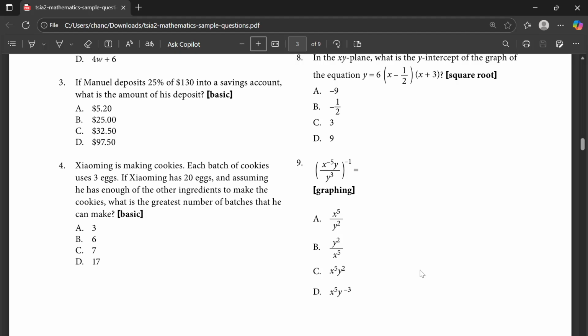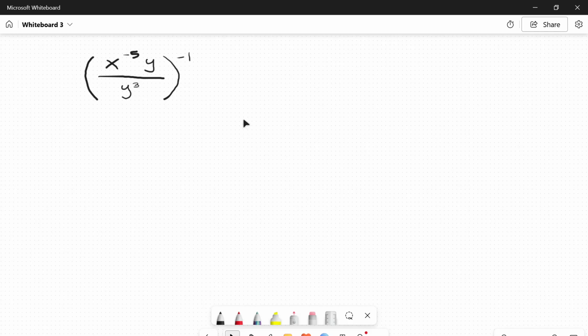All right, here we are looking at number 9 for our TSI math prep, and it's no words, just a math expression here. Parentheses, x to the negative 5y over y cubed, close parentheses, all raised to the negative 1, and we need to get the correct answer choice to essentially reduce this and clean this up as much as possible. So, I have it rewritten here, x to the negative fifth times y over y cubed, all raised to the negative 1. There's a couple things we're going to need to handle here.